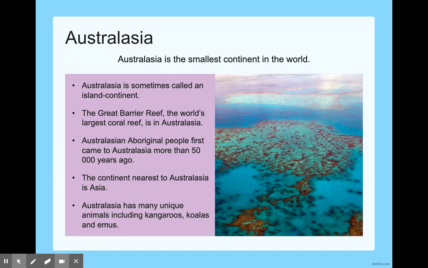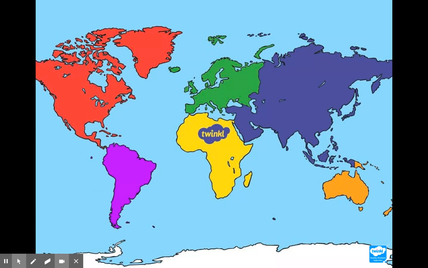And Australia is sometimes called an island continent because it's surrounded by water. The Great Barrier Reef, the world's largest coral reef, is in Australia. If you watch Finding Nemo, you should know about the Great Barrier Reef. Australian Aboriginal people first came to Australia more than 50,000 years ago. The continent nearest to Australia is Asia. Australia has many unique animals, including kangaroos, koalas, and emus.